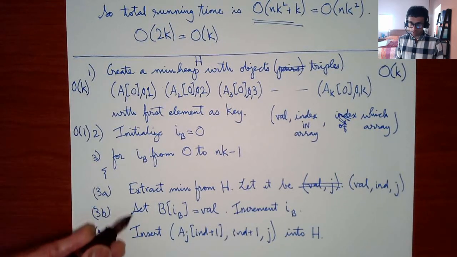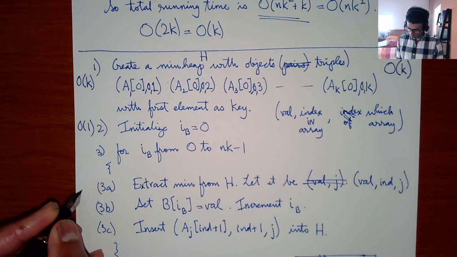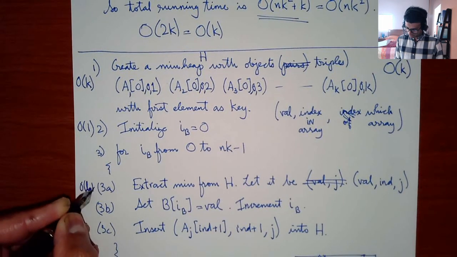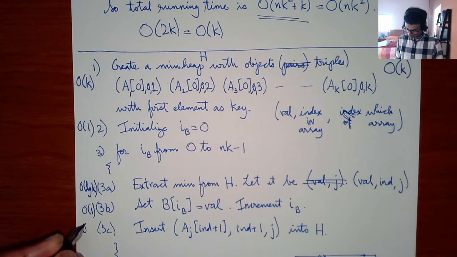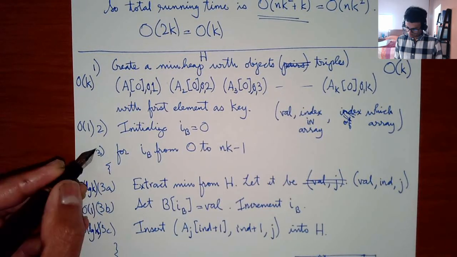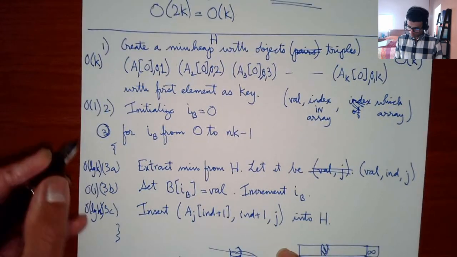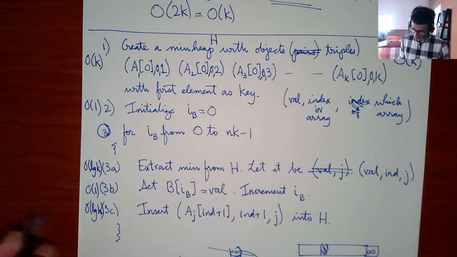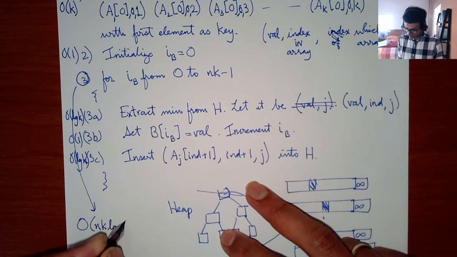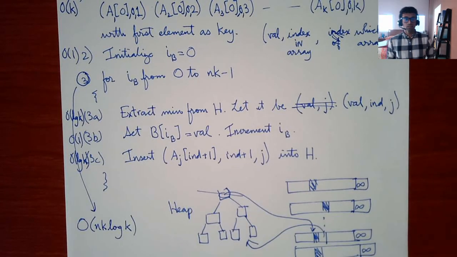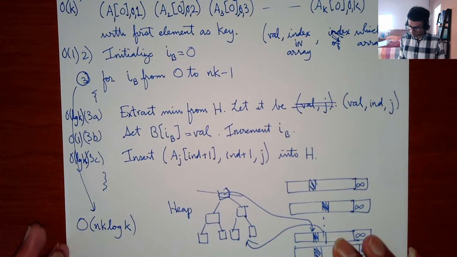Okay, now let's look at these steps. This is O of log k. O of 1, and O of log k. Sorry, it's sort of squished over here. And so therefore, step 3 will become, I don't have enough space here, so I'll write it down there. It becomes O of nk log k. So instead of nk squared or nk log n, you get nk log k, which is better than both of those bounds.